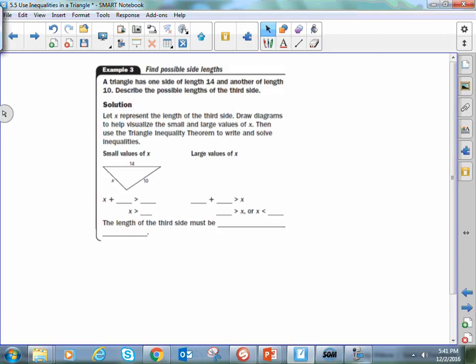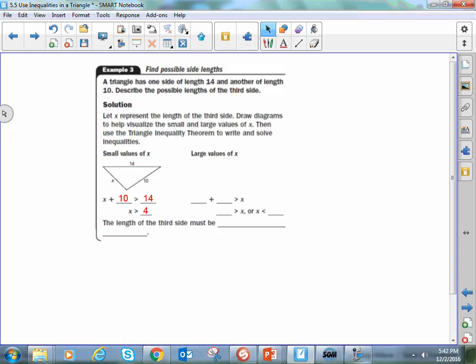So we have this triangle where one side is 14 units long and the other side is 10 units long. Describe the possible lengths of the third side. Okay? Well, if you've already seen the demonstration, you probably already know where this is going. So what's going to happen is that the difference of the 2 sides, in this case, if I subtract 10 from the 14, that tells me that the third side has to be greater than 4.